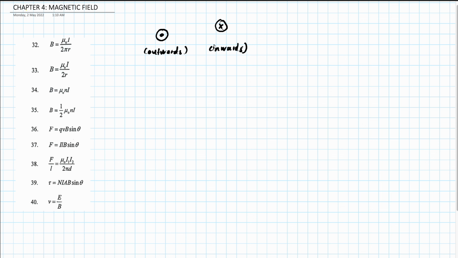Okay, itu satu. Lepas tu lagi satu, contoh if we have a bar magnet, contoh kita ada north dan south. So please remember the magnetic field lines akan always keluar daripada north dan masuk ke south. Magnetic field lines akan keluar daripada north dan akan masuk ke south. So south akan sentiasa masuk dan north akan sentiasa keluar.